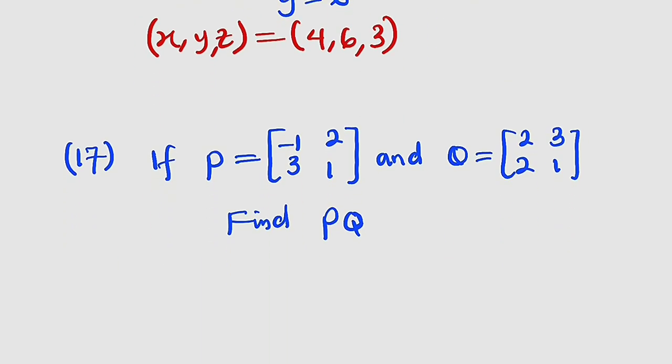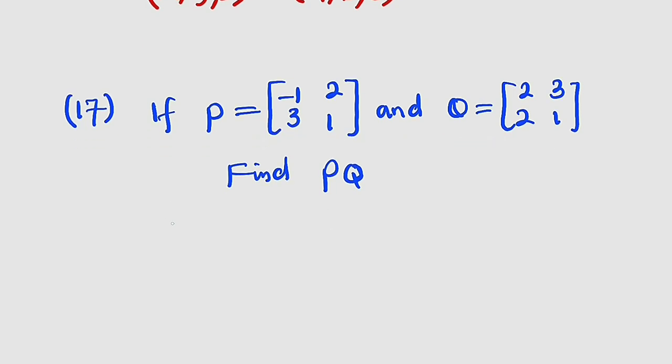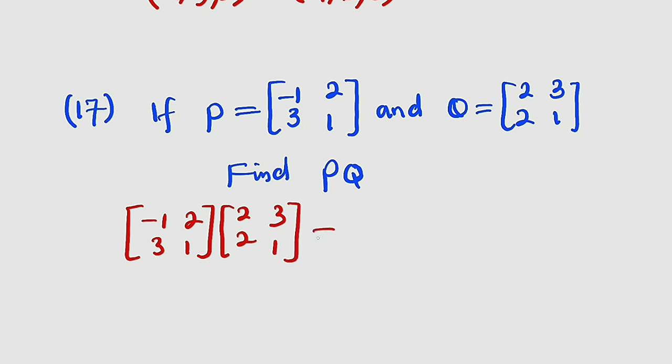Question number 17 is also under matrices. We are given a matrix P and matrix Q, and we are asked to multiply them together. So how can we do that? We first of all bring the first matrix, which is -1, 3, 2, and 1, multiply by the other matrix, 2, 2, 3, and 1. So how can we do that? To get the first row, first column element, we are going to take the whole of this row and multiply by this column.